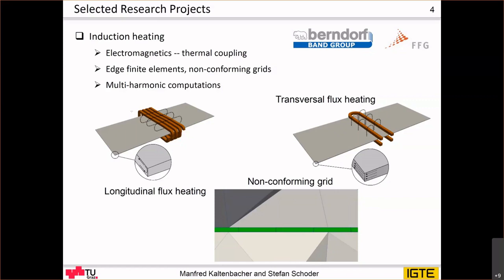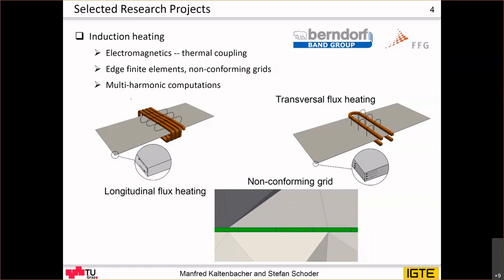In order to have an efficient computation, in this case, you can do a multi-harmonic computation for the electromagnetic field, also called harmonic balancing. So we solve the nonlinear partial differential equation for the eddy current problem in the frequency domain, so that we have immediately the solution, and then can compute the Joule's losses and put these Joule's losses into the thermal heat equation and compute the next time step.